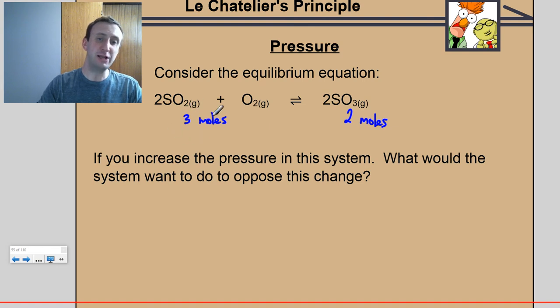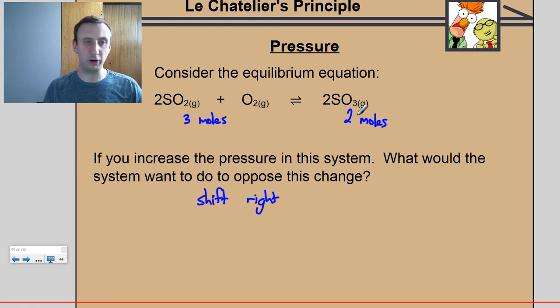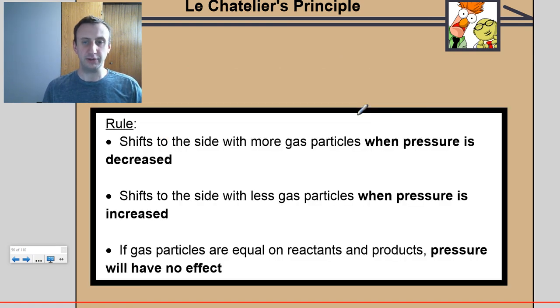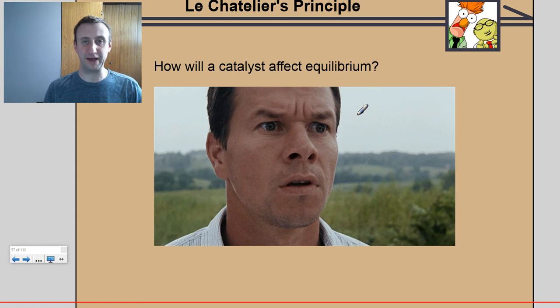It's converting 3 molecules into 2 molecules, so you can think about it as the reaction vessel getting less crowded. So it would shift right in order to oppose that change, which means I would have less SO2, less O2, and I would be getting more of the SO3. So rules: it shifts to the side with more gas particles when pressure is decreased. It shifts to the side with fewer gas particles when pressure is increased. And if gas particles are equal on reactants and products, pressure will have no effect.